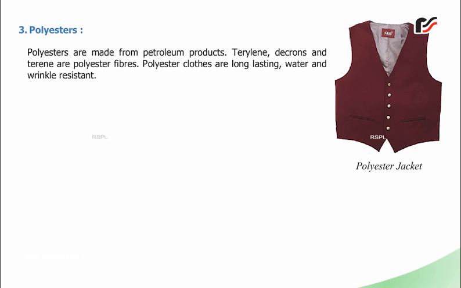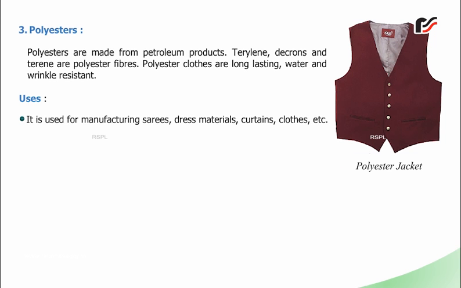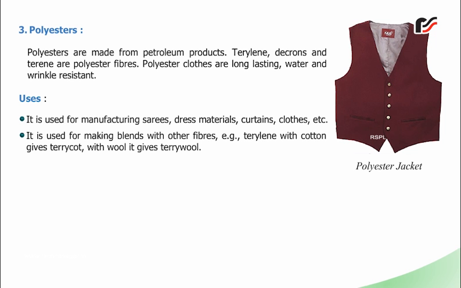Number 3. Polyesters. Polyesters are made from petroleum products. Terylene, dacron, and terene are polyester fibers. Polyester clothes are long-lasting, water and wrinkle-resistant. Uses. It is used for manufacturing saris, dress materials, curtains, clothes, etc. It is used for making blends with other fibers.